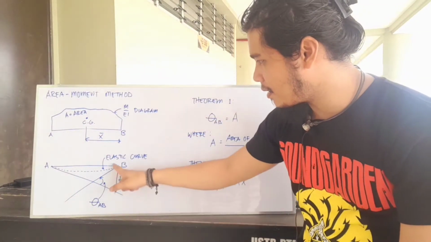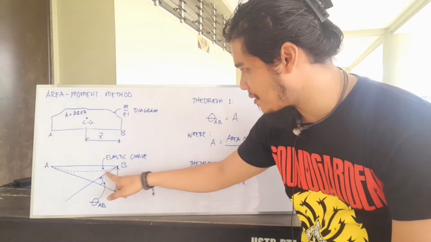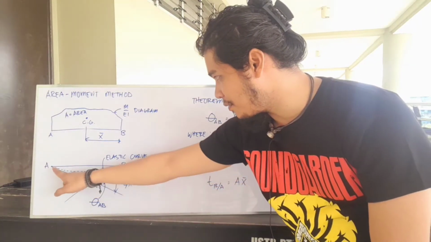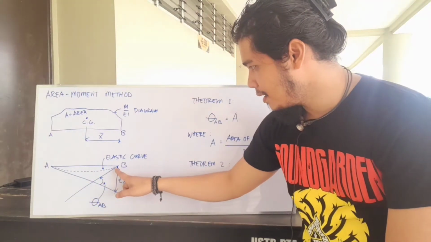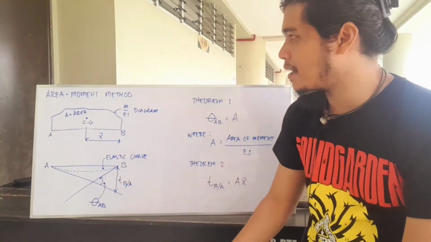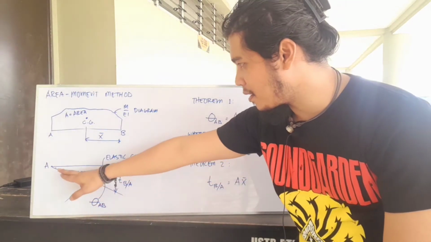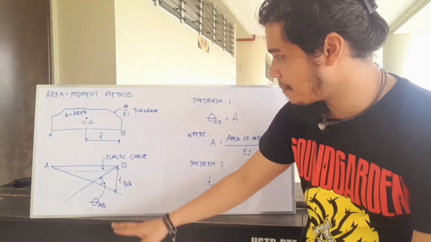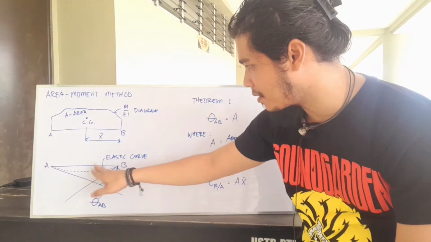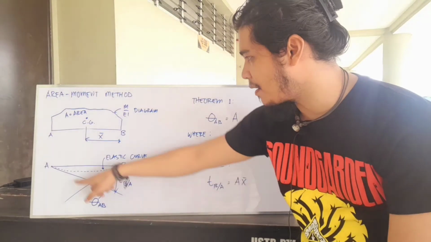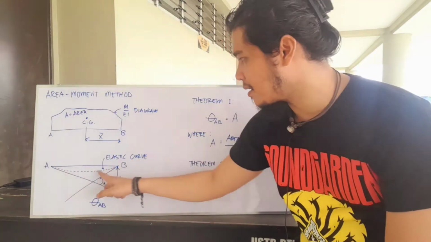And then, dito sa drawing na to, meron tayong elastic curve. So, again, ito yung beam natin, span AB. And then, ito yung elastic curve, yung broken line. And then, ang nangyayari sa area moment method, gumagawa tayo ng tangent lines. For example, gusto nating malaman yung deflection somewhere here. Gumagawa tayo ng mga tangent lines at any specific point along our elastic curve.